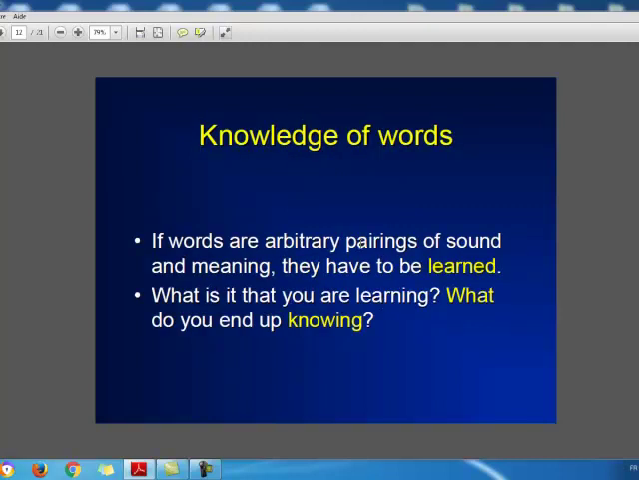Okay, now let's talk about the knowledge of words. What we are supposed to possess as pieces of information about the words belonging to our language. First of all, let's talk about the nature of words. If words are arbitrary pairings of sound and meaning, they have to be learned. The key word that we have already explained is arbitrariness here. I think we have already explained it, and you know what is meant by arbitrariness as one of the design features of human language. But let me briefly just remind you of the notion of arbitrariness.